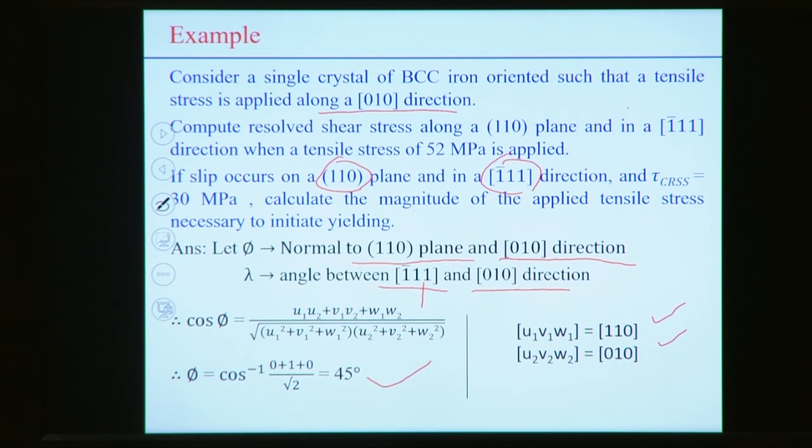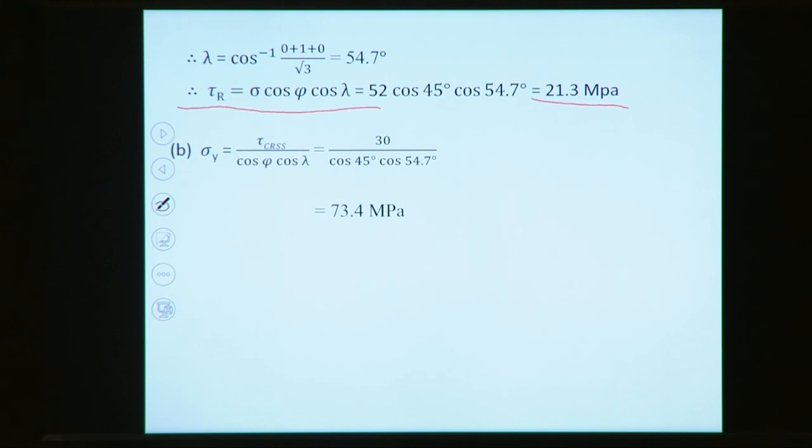Now if we try to initiate the yielding, what may be the stress value? In this case we initiate the yielding, so the normal stress actually required is the critical value of the shear stress to initiate the slip, with respect to cos 45 degrees and cos 54.7 degrees, phi and lambda that we have calculated before. And here you can find that 73.4 megapascal is actually required. You can consider that this external load is required to initiate the slip on that specified slip plane and in the specified slip direction.